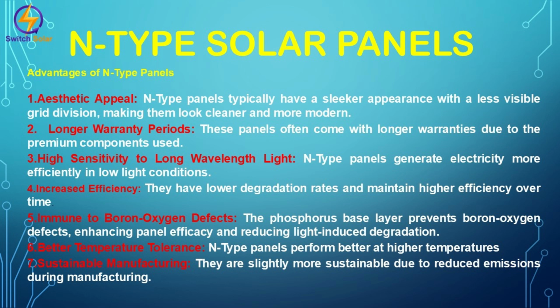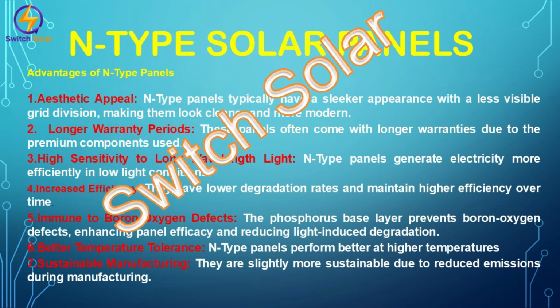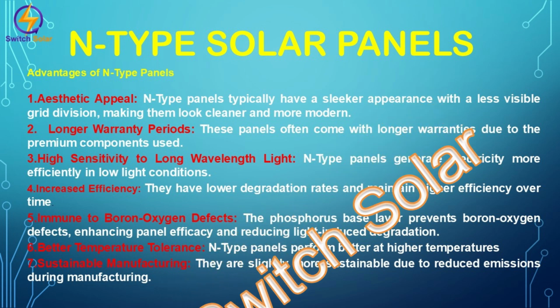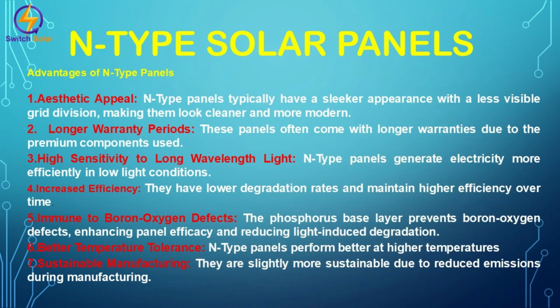Immune to boron-oxygen defects: the phosphorus base layer prevents boron-oxygen defects, enhancing panel efficacy and reducing light-induced degradation. Better temperature tolerance: N-type panels perform better at higher temperatures. Sustainable manufacturing: they are slightly more sustainable due to reduced emissions during manufacturing.